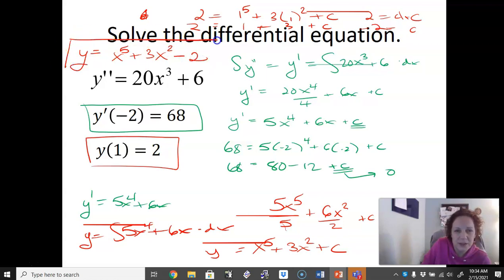Okay. Again, when they say solve the differential equation, what they mean is to get it all the way down to y equals, and there should not be any c's in there.